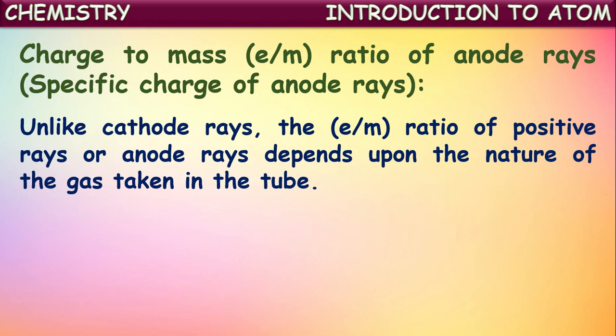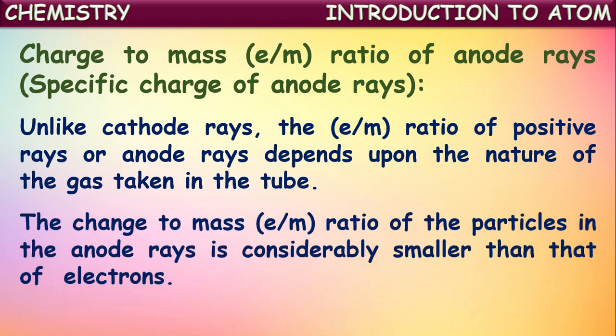The cathode rays are the same whatever gas we take inside, so their e by m ratio is fixed, and it is also the highest among all the particles. But coming to anode rays, these are different for different gases. So they have different properties like charge and mass, and the e by m ratio is not constant for anode rays. The e by m ratio or specific charge depends upon the nature of the gas taken in the discharge tube.